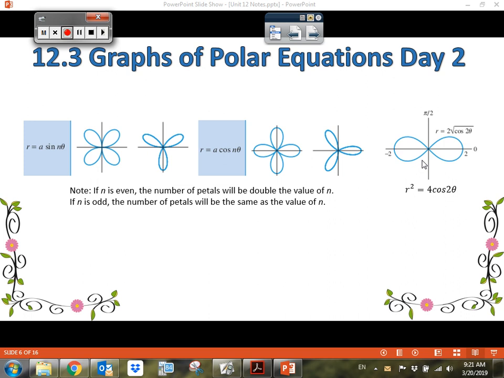Also, the lengths of the petals are square rooted. So if this were r equals 4 cosine 2 theta, then our petals would be 4 spaces long. But this is r squared equals 4 cosine 2 theta. So our petals are going to be the square root of whatever that number is. Okay, so that's just a note to make to yourself. We're going to have an example of an even, an odd, and this little guy right here. We have 3 examples to work through, so you'll see more of what I'm talking about. Alright, so any questions on this one? Okay, then let's go to the next page and let's work some examples.